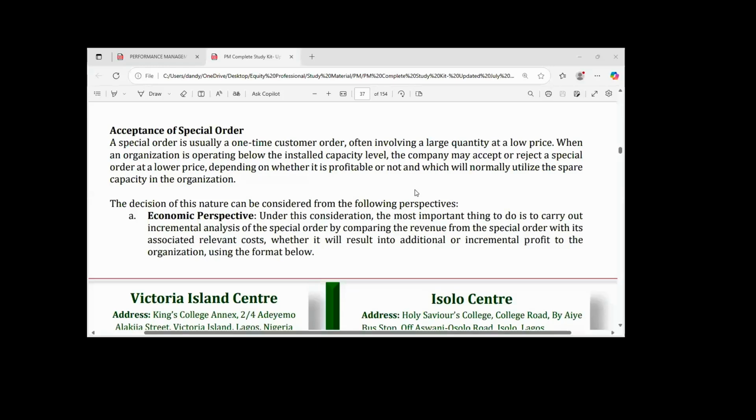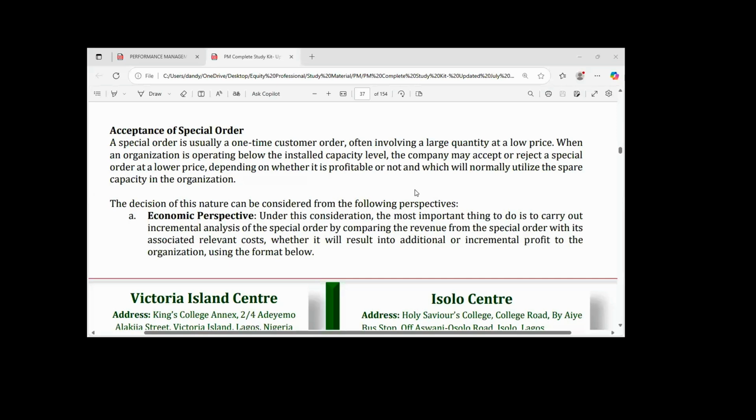So today we are going to be looking at special order decision. Let me just review what this special order is all about. There are some key points you need to take into consideration as far as special order is concerned. One is the fact that special order is a one-time order.